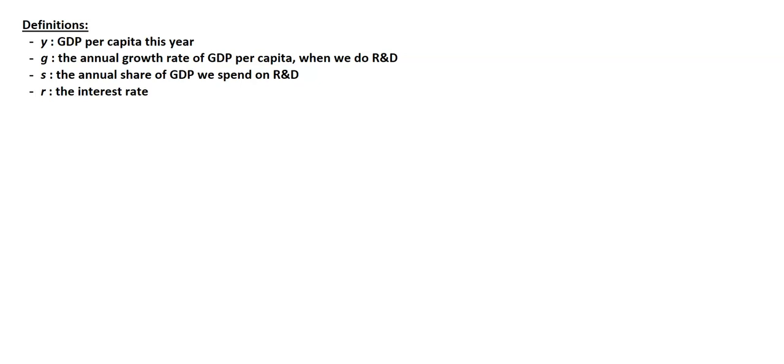So in this video, I'm going to show how the benefit cost ratio of doing R&D is just a simple ratio of some of these variables: Y, which is GDP per capita this year, and G, which is the growth rate of GDP per capita as long as you do R&D. The cost of doing R&D is expressed by S, which is the share of GDP you devote to doing research, and R, the interest rate.